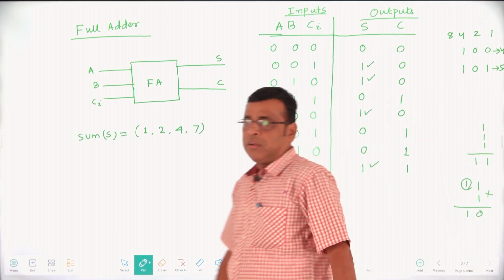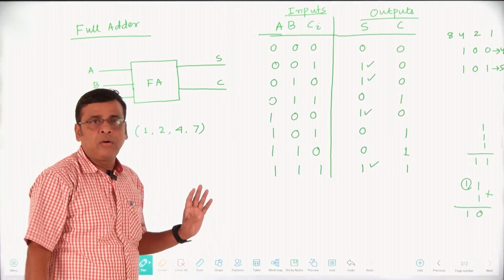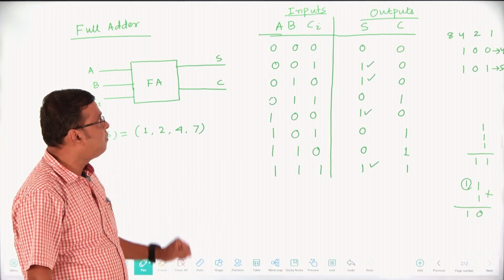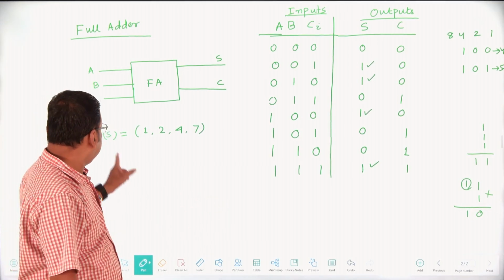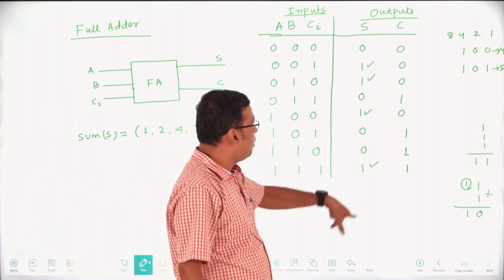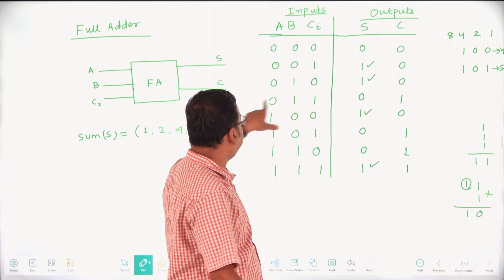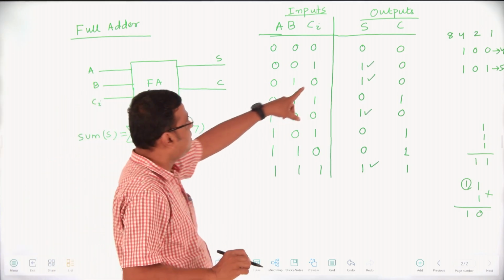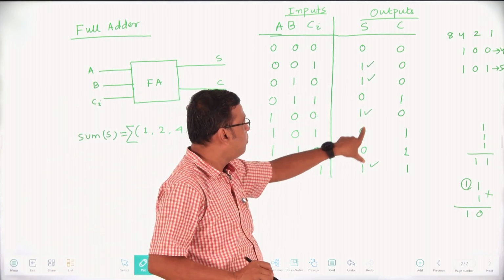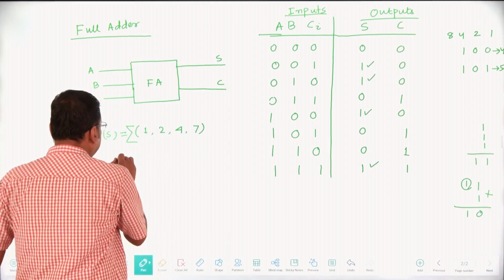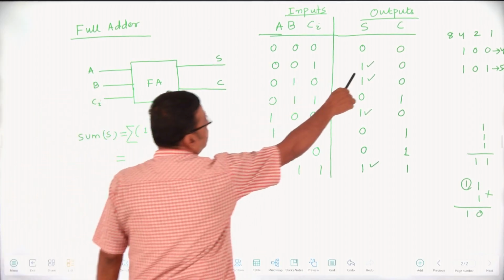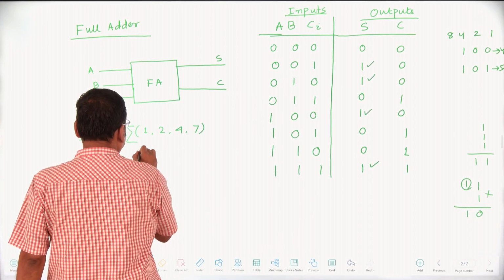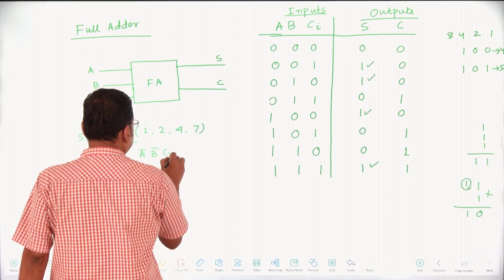In earlier classes of digital electronics I already discussed how to find the equivalent binary of the corresponding decimal numbers. So for sum, find out the min terms, represented by sigma. The min terms are 1, 2, 4 and 7. If you write it like this, for 1, the corresponding min term is A bar, B bar, Ci.